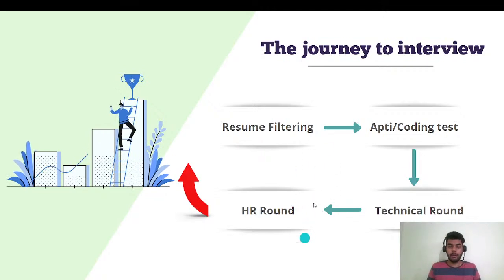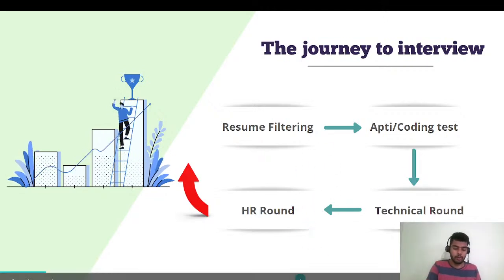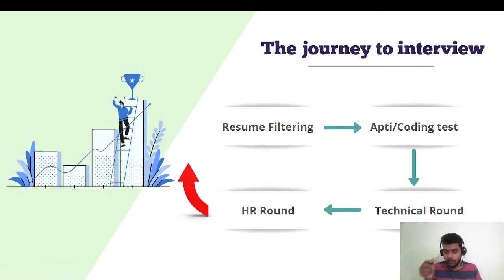If I talk about the journey to an interview, if you are preparing for any data science interview, then the main thing is that whatever kind of interview you are appearing for, there are actually four steps and everything goes in four parts. I'm going to explain each part and how you actually clear each part. Obviously, the first thing starts with the resume itself.